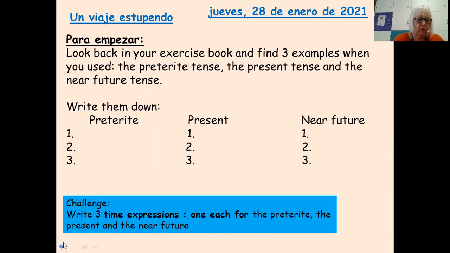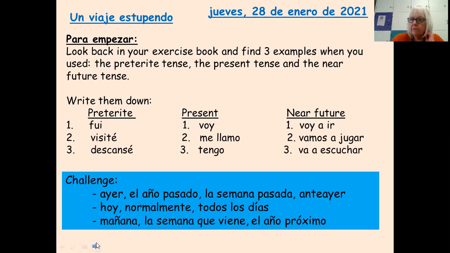Okay, so I'm assuming you've paused, you've done the work and you're now resuming. I can't tell what you've got in your book because I can't see it, but these are the sort of things you might have written down for the preterite. You may have found fui, which we did when we started doing this topic. Fui a España, we had the verbs ir and ser in the preterite tense. So fui, visité, you might have written down descansé. You will have all sorts of other things that you wrote, and that you will find in your exercise book. Those are 3 examples. Examples of present tenses might be voy, me llamo, tengo. It could be visito, leo, escucho, all sorts of things. But those are the present tenses you may have used.